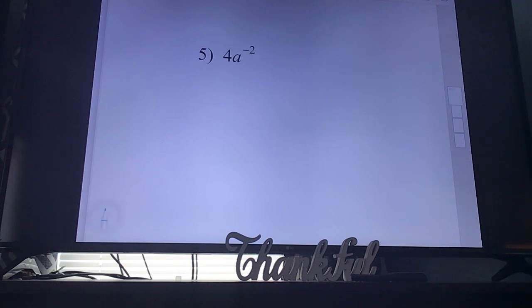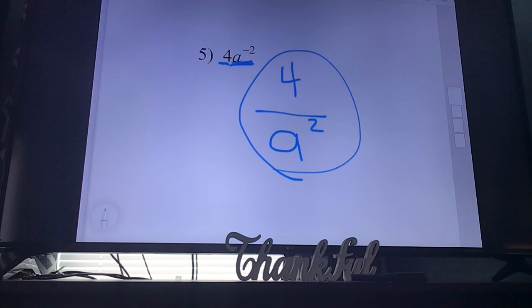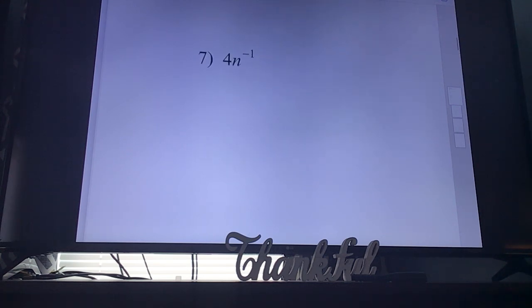5. I got 4a to the negative 2. Well, there's some negatives, so we need to move some stuff around. So where does this 4 go? It's going to stay on top. What about a to the negative 2? It's going to go on the bottom, and it becomes a positive 2. Okay, 7.